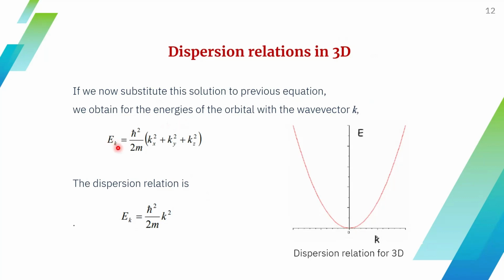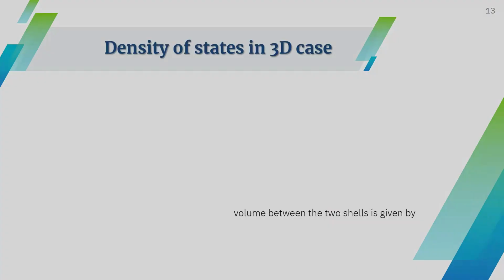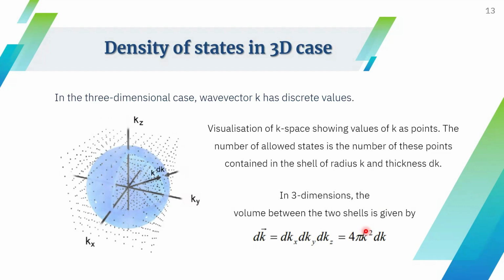So it is denoted as E(k) = ħ²/2m (kx² + ky² + kz²). So here the dispersion relation is given by E(k) = ħ²/2m k². So it's like the dispersion relation for the three dimension. It can later lead to the Fermi energy in one dimension and three dimension. In the later slides, we'll be seeing about the next condition.